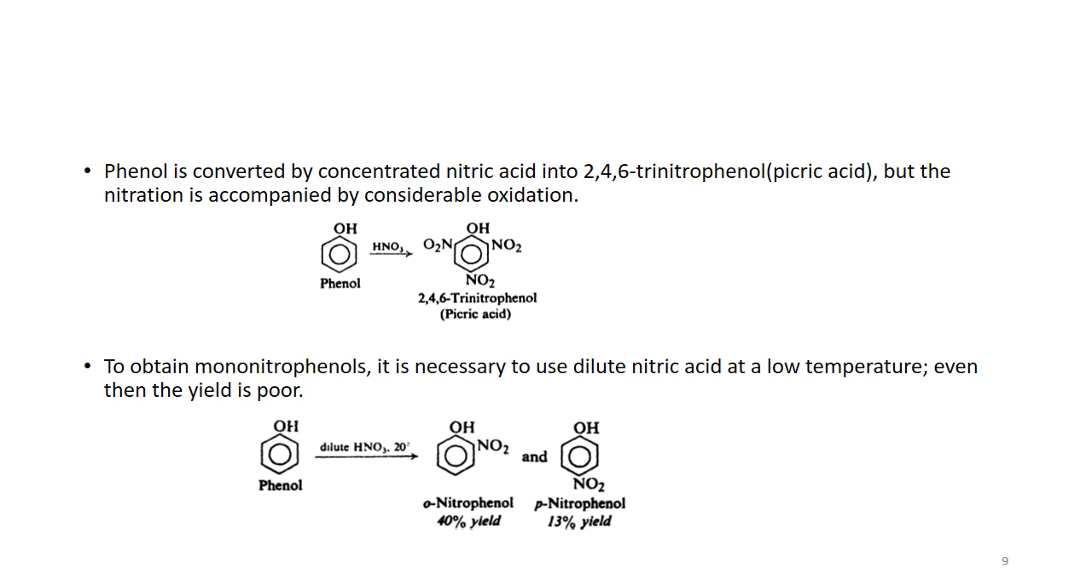So phenols can be converted to picric acid, which we have synthesized in our lab. When phenol is treated with nitric acid, we may get 2,4,6 trinitrophenol. And if we want to prepare mononitrophenols, we have to dilute this nitric acid, and the temperature also should be kept at a minimum. Here, when phenol is treated with dilute nitric acid, you may get a mixture of orthonitrophenol and paranitrophenol.